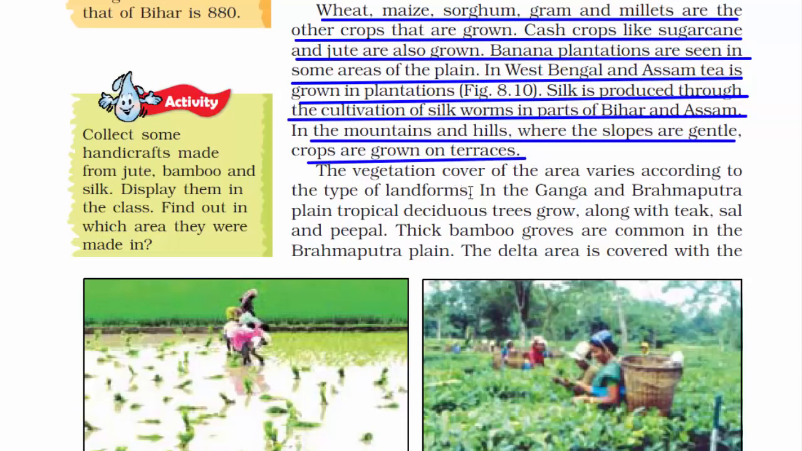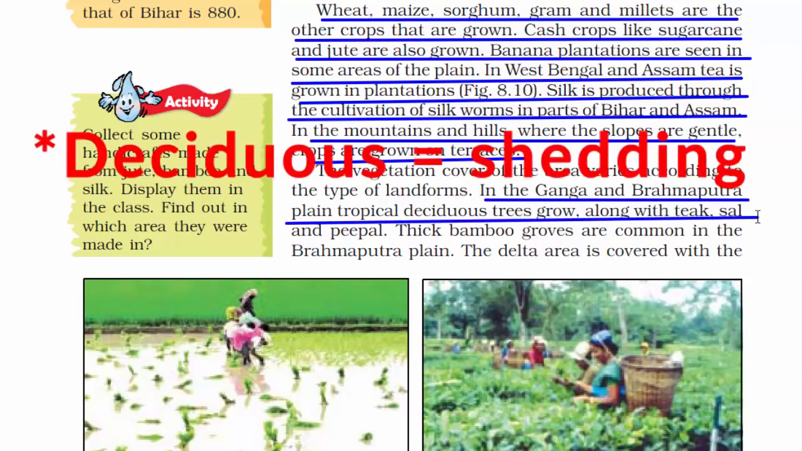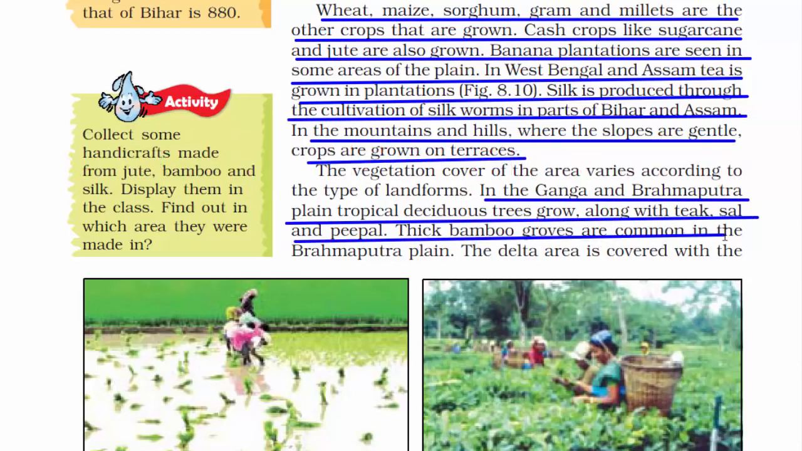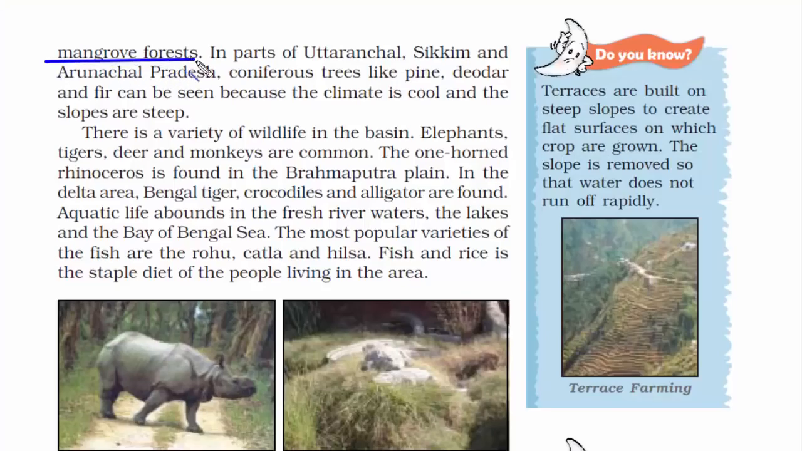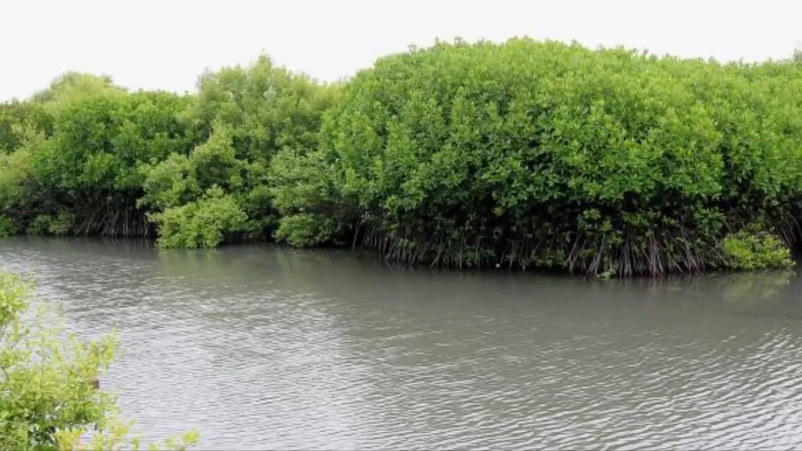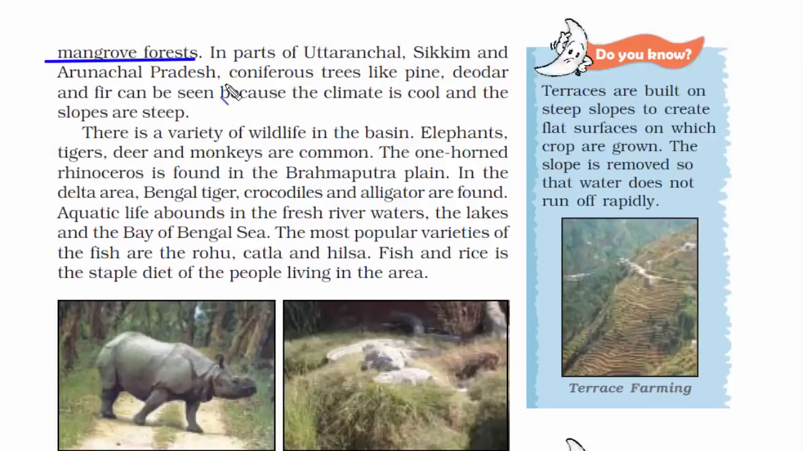In Ganga and Brahmaputra plain, the kind of trees that grow are tropical deciduous, which means the trees that shed their leaves annually. Teak, sal, peepal and thick bamboo trees are found. When we go towards their draining point, there you will find mangrove forest. They look something like this. So we have covered the plain and their draining point. What's left? Their origination point.